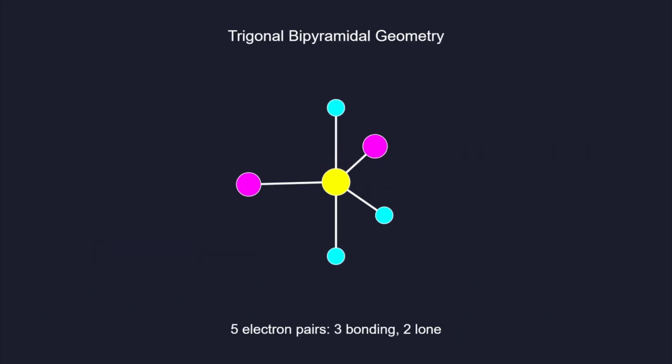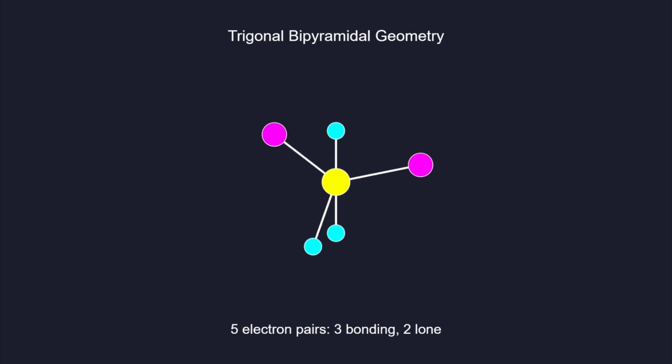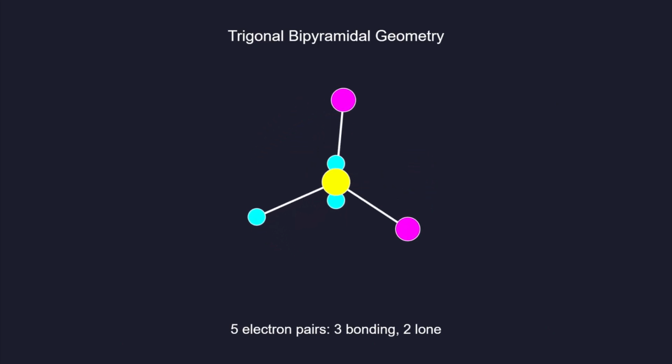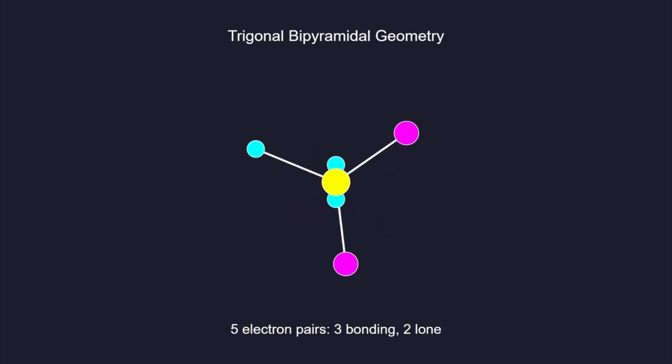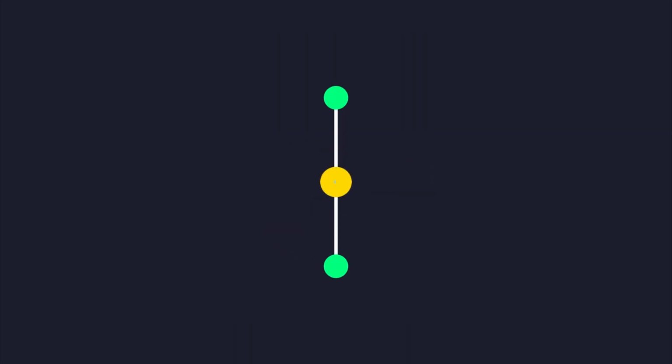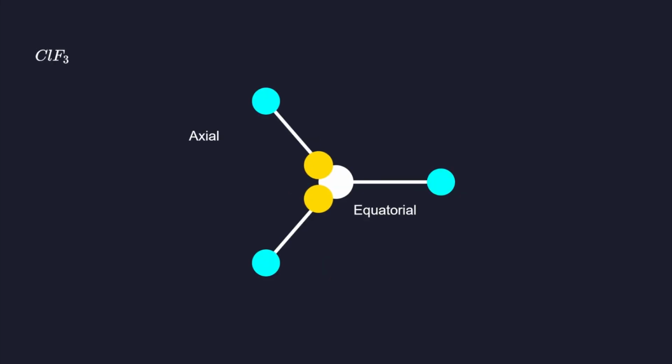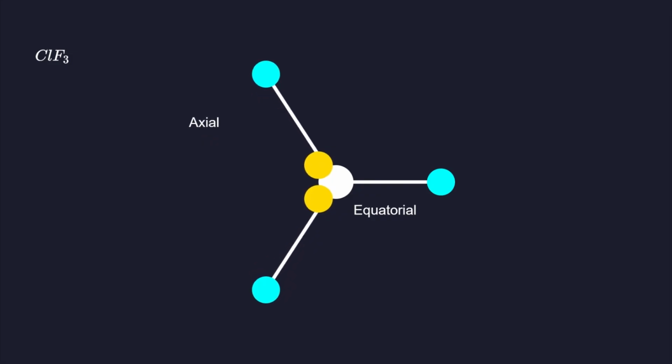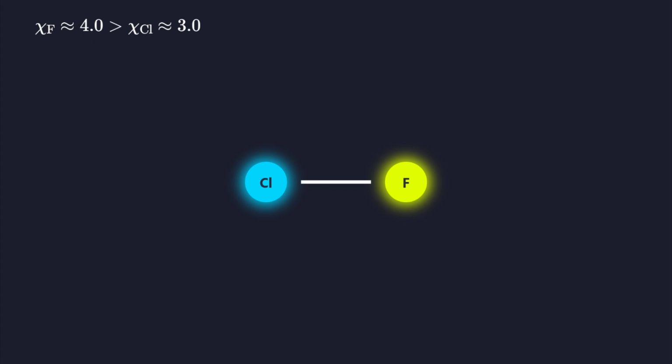for piercing bunkers. According to valence shell electron pair repulsion theory, the chlorine atom has 5 electron pairs, leading to a trigonal bipyramidal arrangement with 2 lone pairs. The presence of 2 lone pairs in the equatorial positions forces the 3 fluorine atoms into a T-shape with a bond angle of 87.5 degrees. The axial chlorine to fluorine bonds are slightly longer than the equatorial bond because of increased repulsion from the lone pairs located on the central atom.